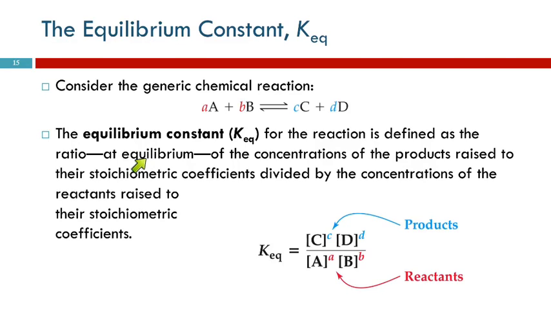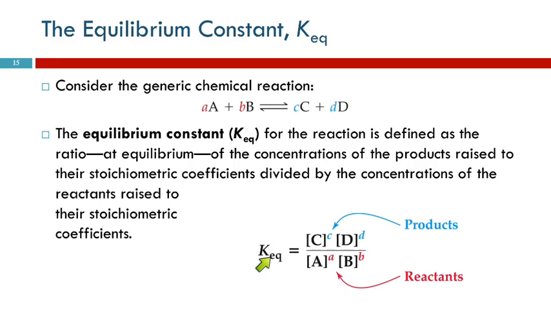We define the equilibrium constant, K sub EQ, as the ratio at equilibrium of the concentrations of the products raised to their stoichiometric coefficients divided by the concentration of the reactants raised to their stoichiometric coefficients. That's a lot of words. Sometimes it's a lot easier to say it with a mathematical formula or equation.